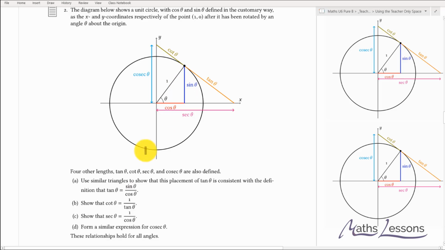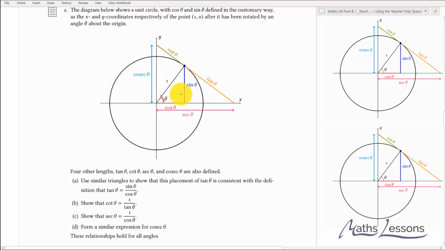So starting off with the fact we've got sine theta and cos theta related to tan theta, we've got a triangle with sine theta and cos theta here, and we've got a triangle with tan theta in here. So these must be similar triangles. So let's identify what is corresponding to what.